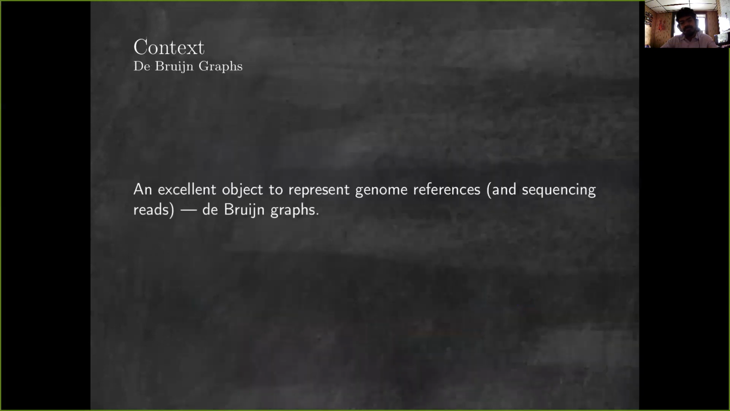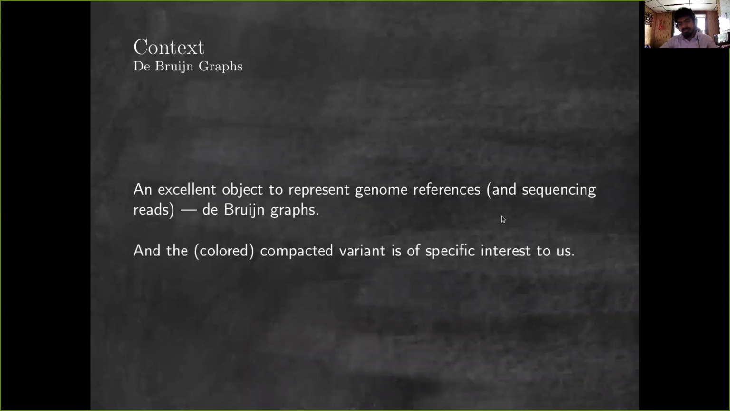An excellent object to represent such genome references and also sequencing reads is the de Bruijn graph. Historically, de Bruijn graphs have been highly utilized in genome assembly and are increasingly being used in comparative genomics and sequence indexing. And the colored and compacted variant is of specific interest in this research.